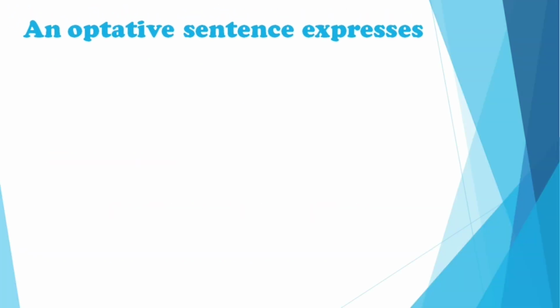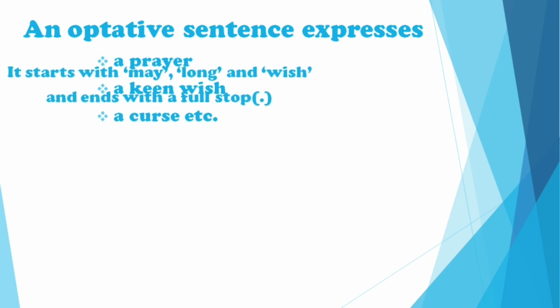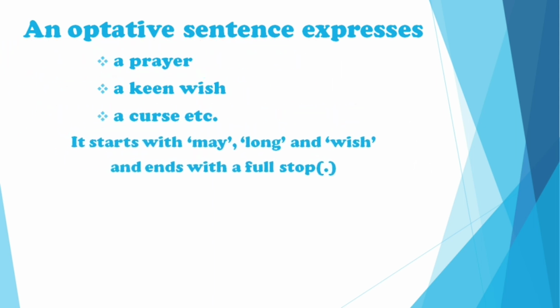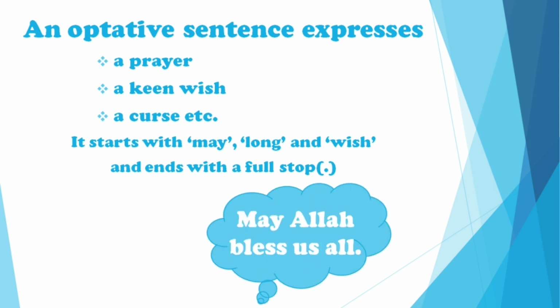An optative sentence expresses a prayer, a keen wish, a curse, etc. It starts with may, long, and wish, and ends with a full stop. For example, may Allah bless you all. This sentence expresses a prayer, and it starts with may and ends with a full stop. That is why it is called an optative sentence.